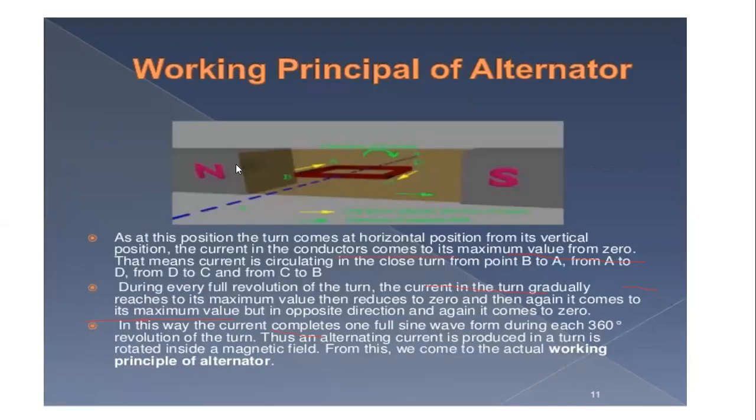After that, the north pole comes to the AB conductor and the south pole comes to the CD conductor, moving from the vertical position to the horizontal position. Therefore the current in the conductor reaches its maximum value from zero in a particular direction.